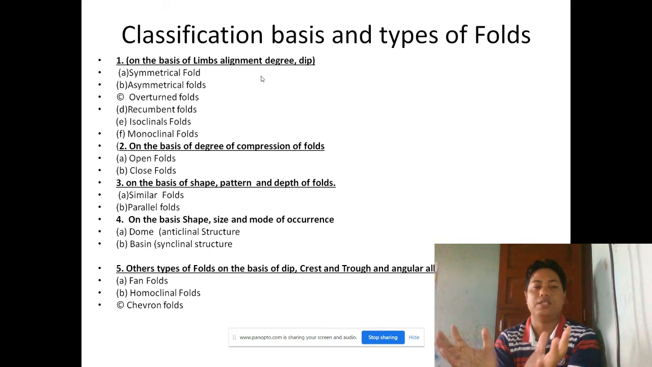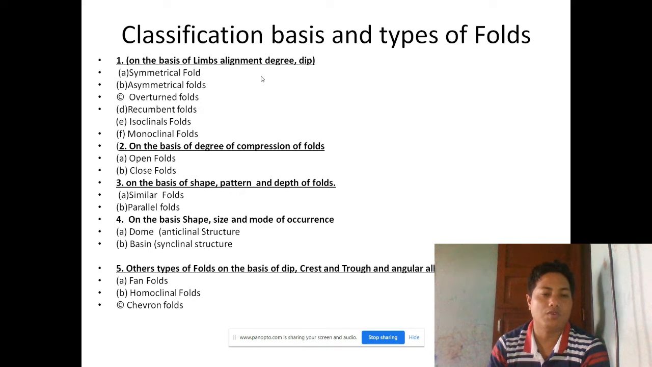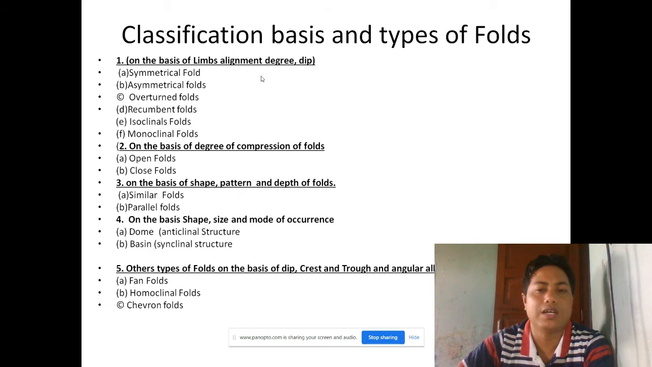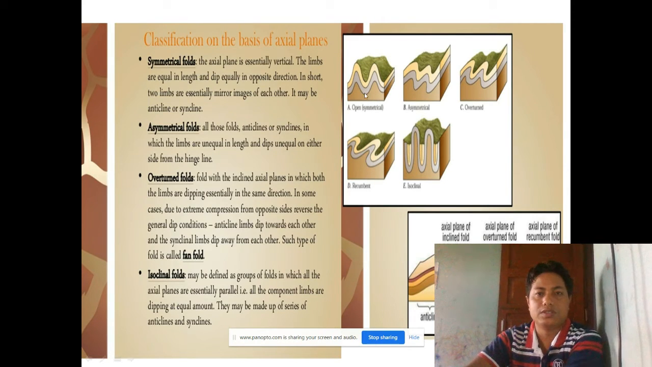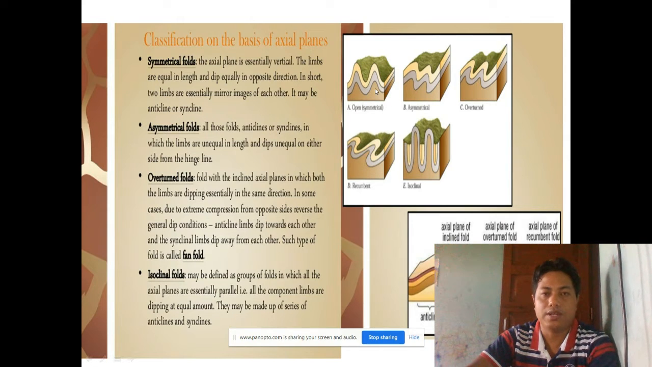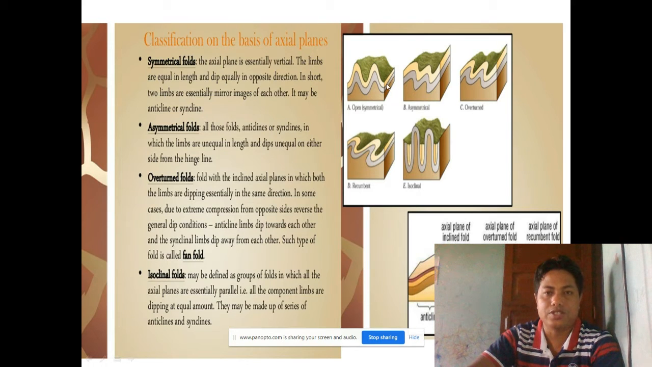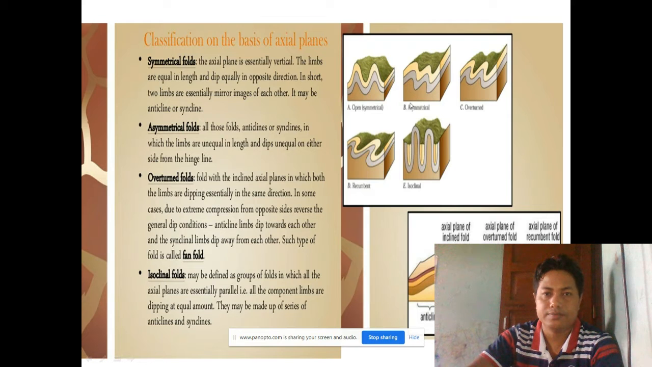It forms like a round shape like that. We resemble the pen, homoclinic folds, chevron folds. All these things you will discuss. So symmetrical folds are basically open folds also, you can find. Asymmetrical. So this is equal size.